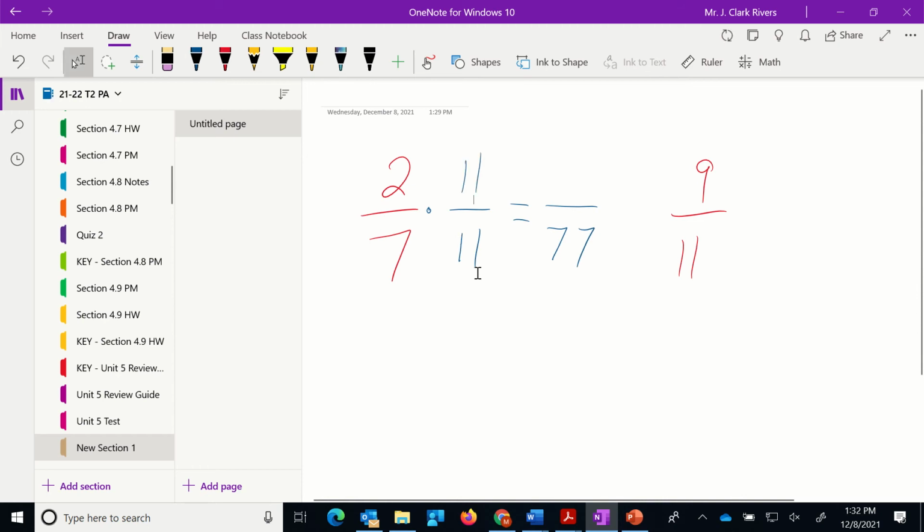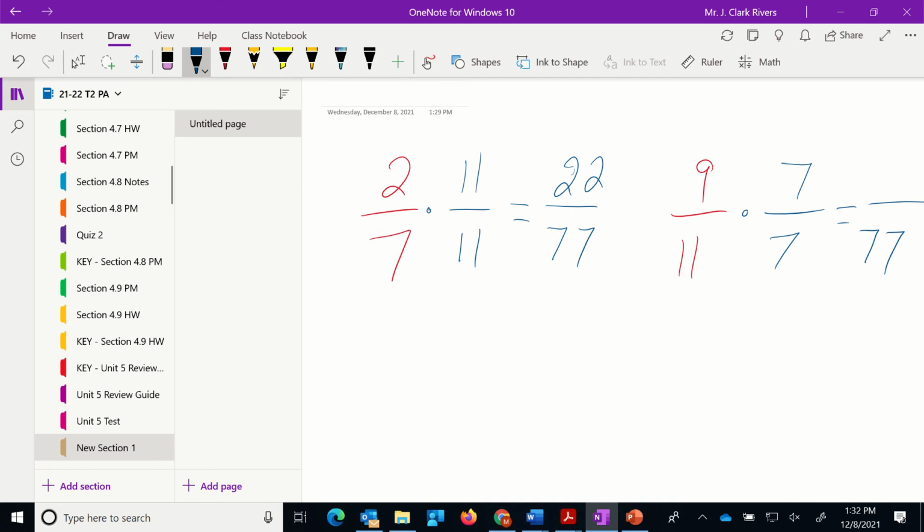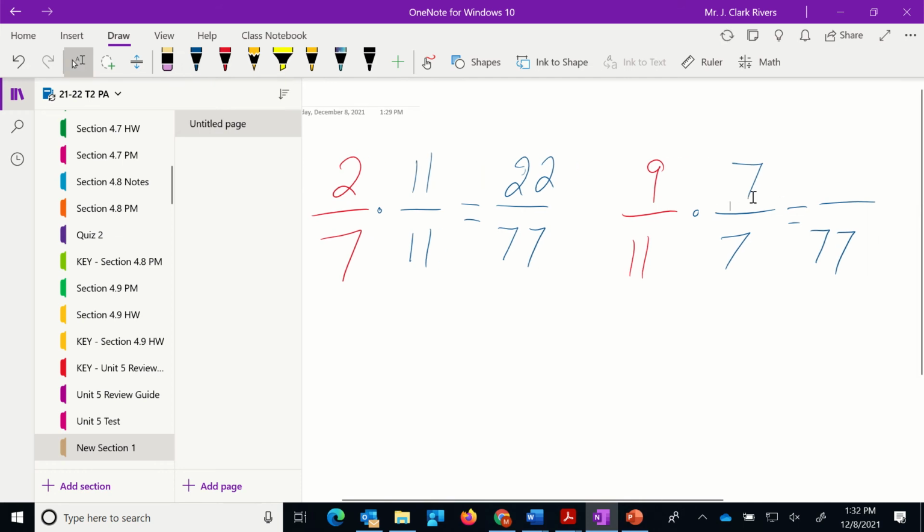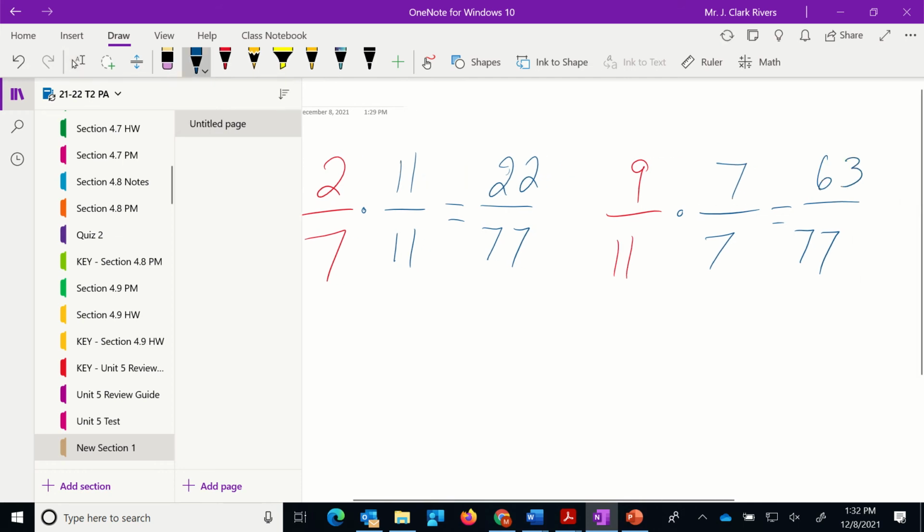11 over 11 is 1. We're allowed to multiply by 1 and nothing changes. 2 times 11 is 22. And then here, we have to multiply by 7. 11 times 7 is 77. We should have a common denominator. We have to multiply by 7 in the numerator. 9 multiplied by 7, 63.